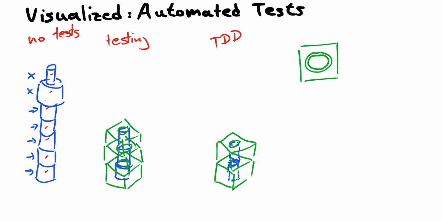But as soon as you use testing, then after you put in a cylinder, you have to fill out all this space here, right? All this volumetric space here. So you have to do much overwork. It's not the small cylinder anymore, but it's much more work.